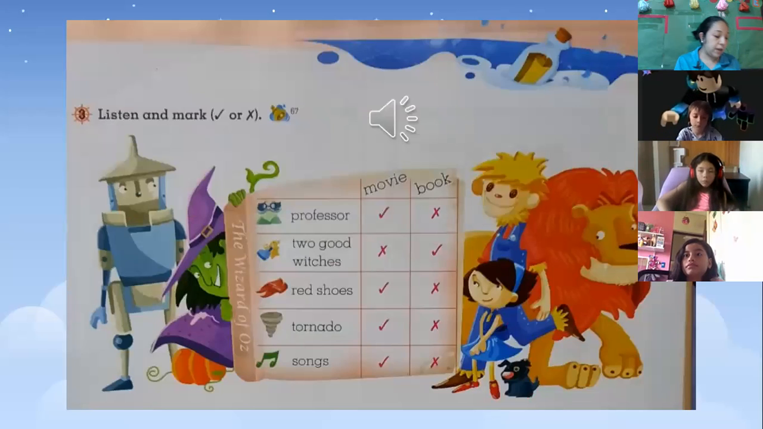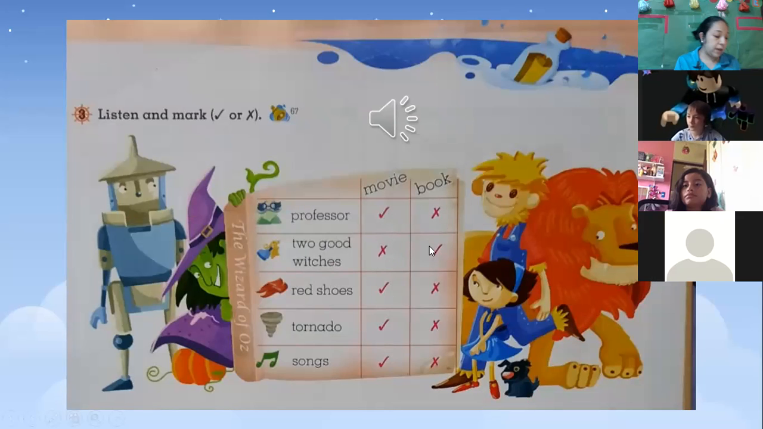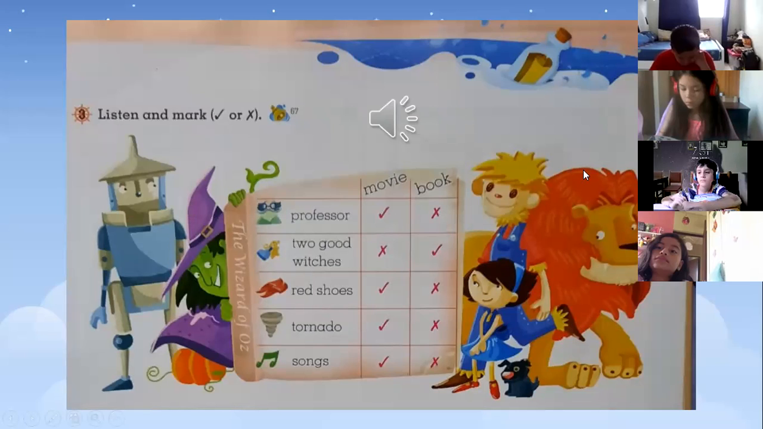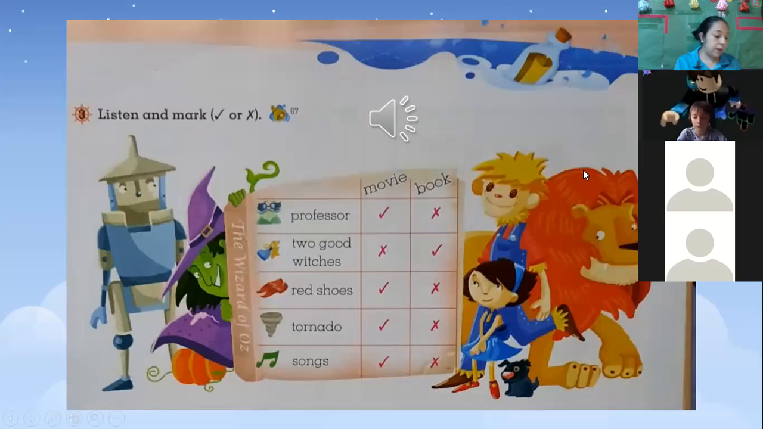Okay. But in the book, there were two good witches. In the movie, there was only one. For that reason, we cross, yes? And in the book, there were two good witches, yes? So for that reason, we tick, yes? Ok, por eso le pusimos un cheque, porque dice que en el libro sí hay dos buenas brujitas, pero en la película no, ok. So let's continue.